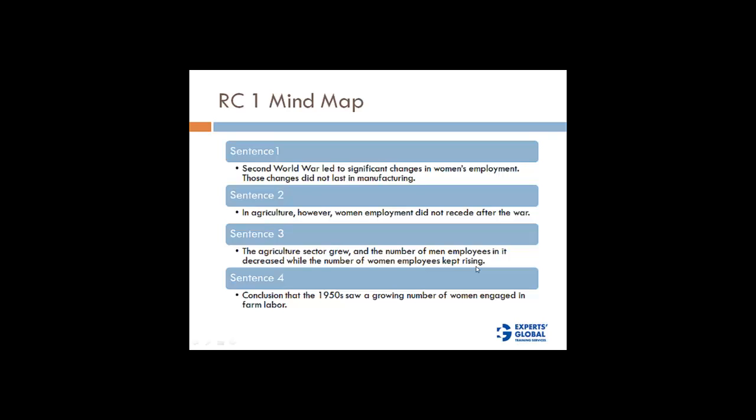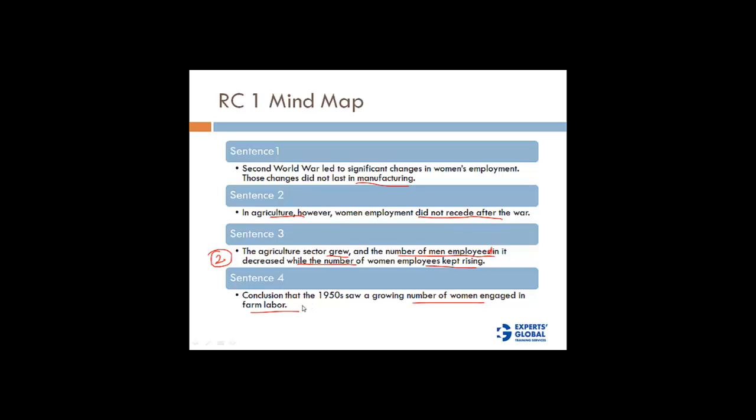What it says is sentence 1, Second World War led to significant changes in women's employment. Those changes did not last in manufacturing. In agriculture, however, women employment did not recede after the war. The agriculture sector grew, and the number of men employed in it decreased, while the number of women employees kept rising. So these are the two reasons. Okay, and the conclusion that 1950s saw a growing number of women engaged in farm labor. So this is kind of the mind map.